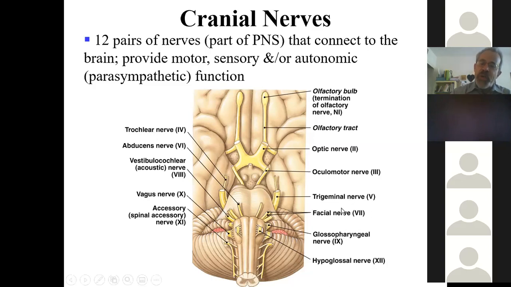Facial nerve is what's responsible for controlling all those different facial expression muscles like the zygomaticus, right? The frontalis muscles, all those different muscles, those are all under the control of the facial nerve. Lot of muscles.